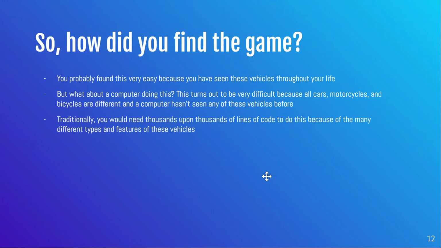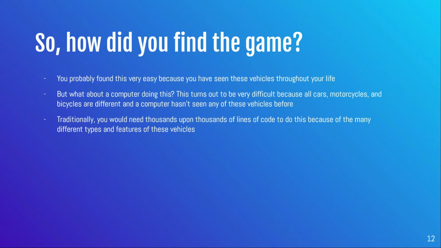So, how did you find the game? You probably found this really easy because you've seen these vehicles daily, day in, day out throughout your life. And you were able to tell the difference between these vehicles. You had to know what makes what vehicle, what's part of what vehicle, the different attributes that make up these vehicles. But how would you train a computer to understand the difference between these vehicles?